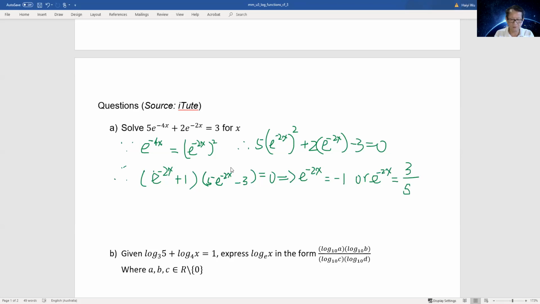However, we got 2 of them, but obviously we know e to the power of negative 2x is always greater than 0. So therefore, the first solution does not apply. So the only solution we can have is the second one.